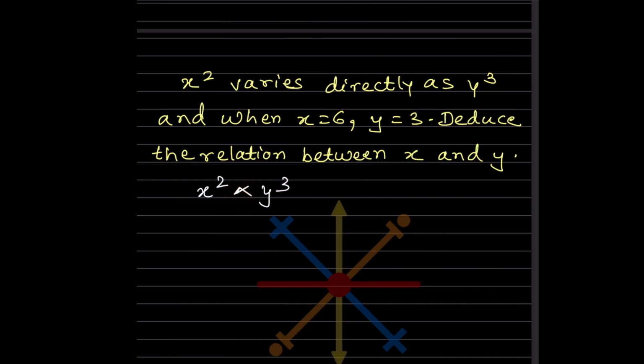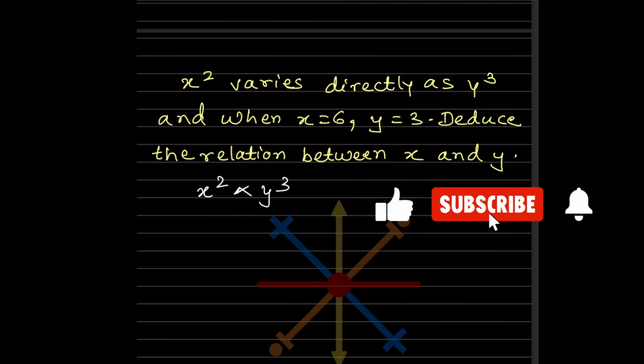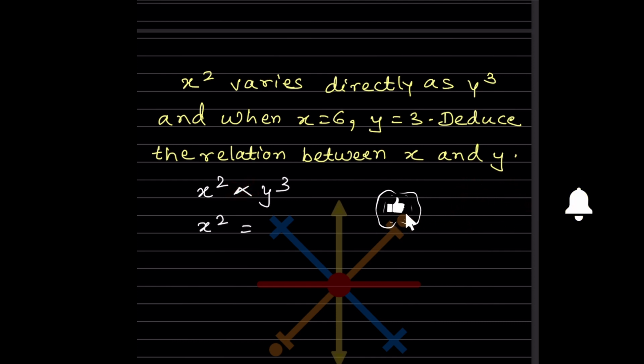So now what will you do? We have to remove this sign. So what will you do? We will write here x square is k y cube, for some constant k.